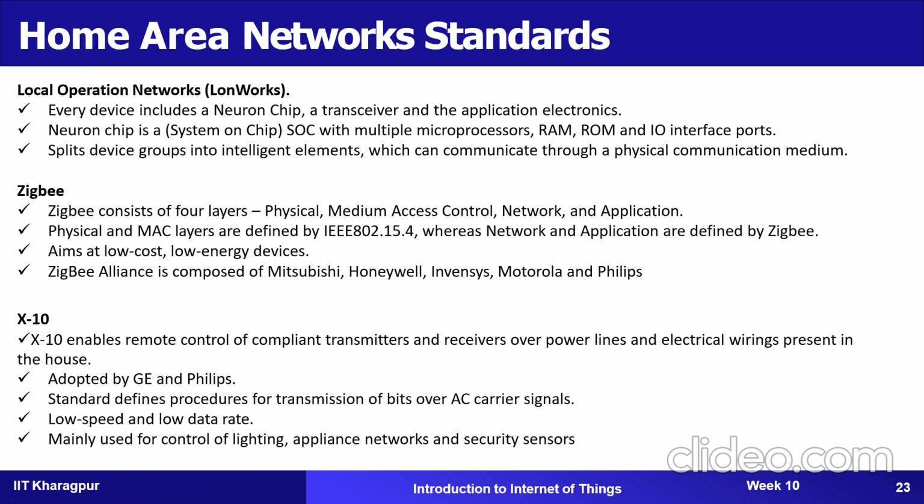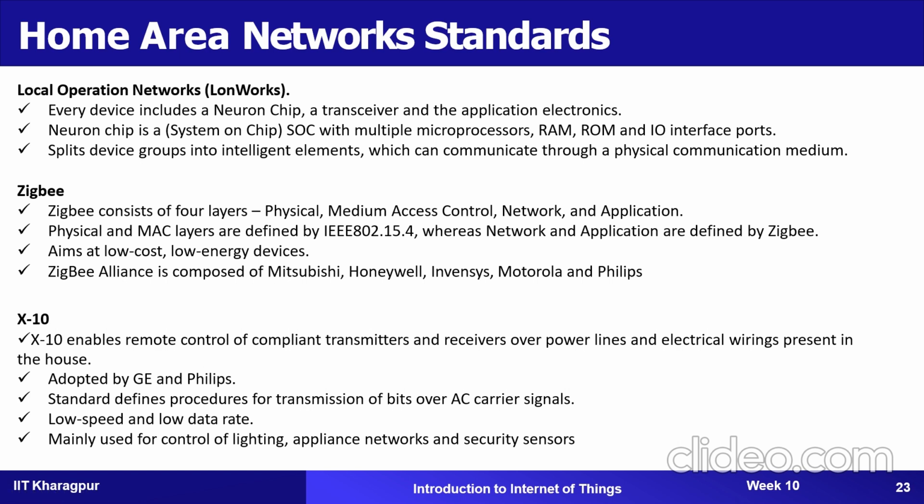The next one is your Zigbee. So the Zigbee consists of 4 layers: physical, MAC, network and application. Physical and MAC layers are defined by IEEE 802.15.4, whereas network and application are defined by Zigbee only. It aims at low cost and low energy devices. Zigbee Alliance is composed of Honeywell, Mitsubishi, Invensys, Motorola and Philips. Zigbee we have already discussed also.